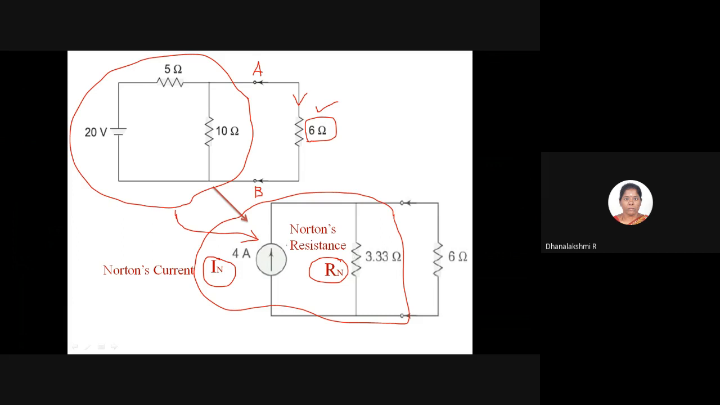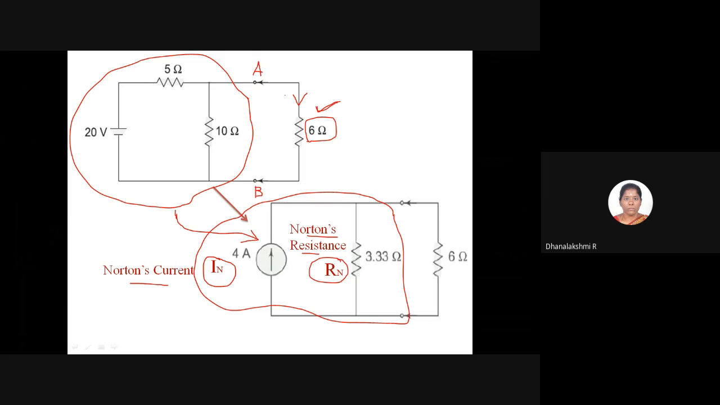So when we say Norton's equivalent circuit, that is nothing but the Norton's current and Norton's resistance. So now we'll see how to find this Norton's current and this Norton's resistance. The first step is to identify the load resistance or the load branch. Here the 6 ohm is going to be the load resistance element.